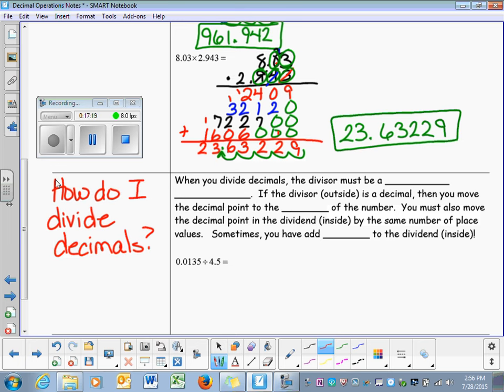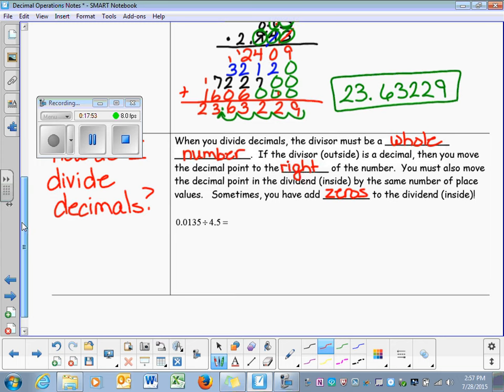When we divide decimals, the divisor has to be a whole number. If the divisor, which is on the outside of the house, is a decimal, then you have to move the decimal point to the right of the number. If you do that, you also have to move the decimal point in the dividend, which is the inside number, the same number of place values. Sometimes that means you have to add zeros to the dividend.